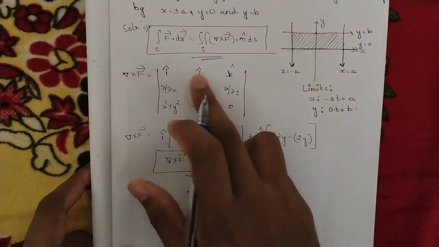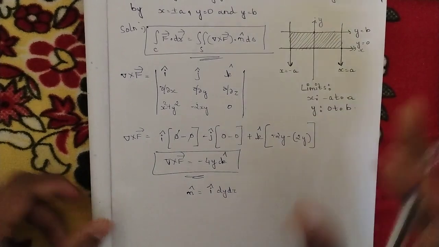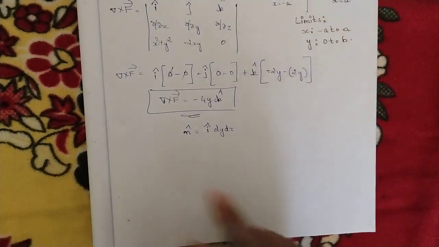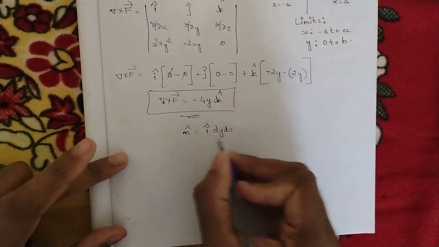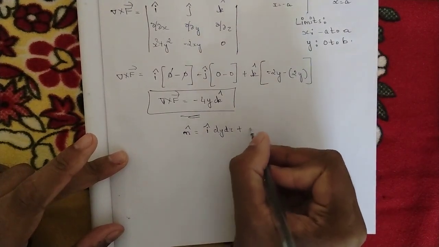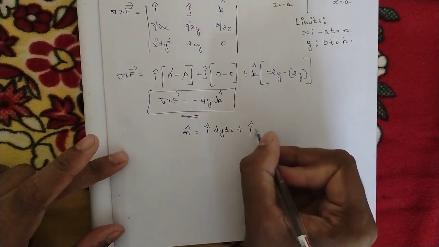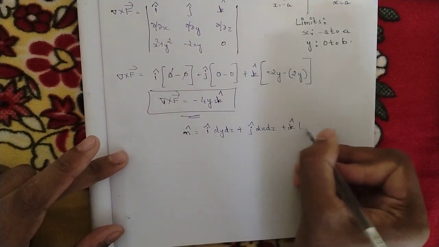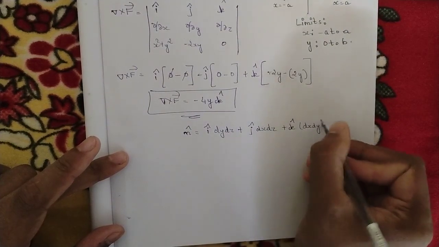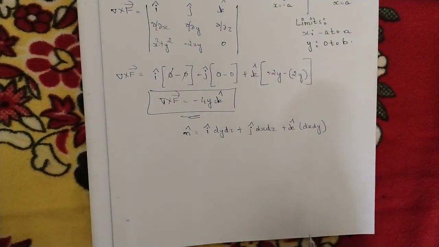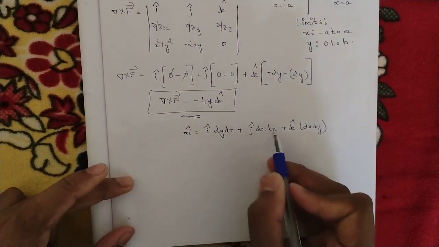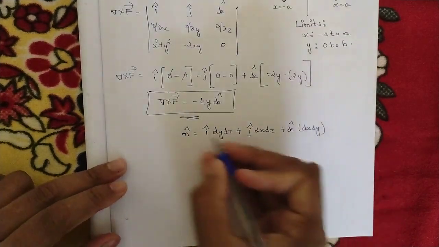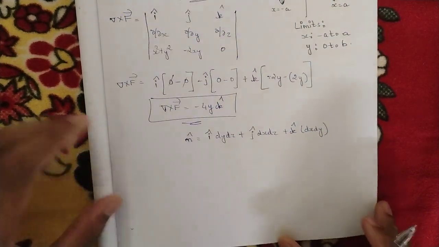Since they have given i cap, j cap, k cap, all three of them, this is a three-dimensional surface, so we should be writing all three terms: i cap into dy dz plus j cap into dx dz plus k cap into dx dy. Since it is a surface integral, we need to have two at a time. In this way, normally, the unit vector is represented.